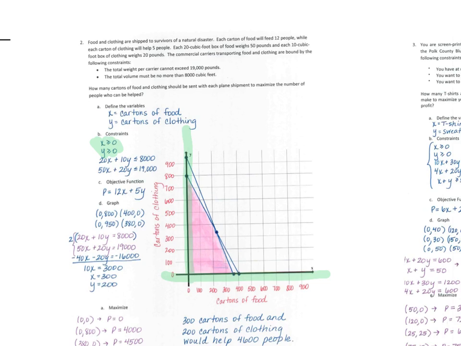Next, I have the total weight cannot exceed 19,000 pounds, so that's going to correspond to this equation right here. And we're given information about weight up in the prompt, so 50 pounds here, 20 pounds here, so 50x, 20y, and it's less than or equal to because we cannot exceed that given limit.